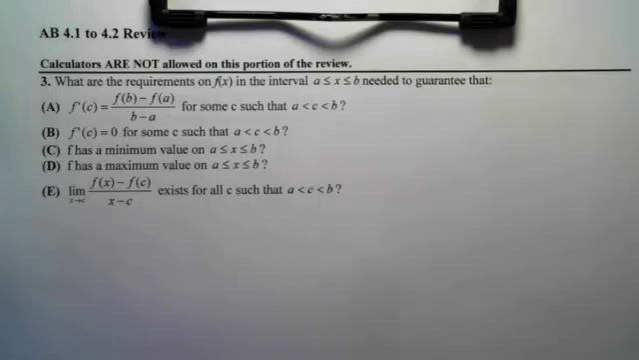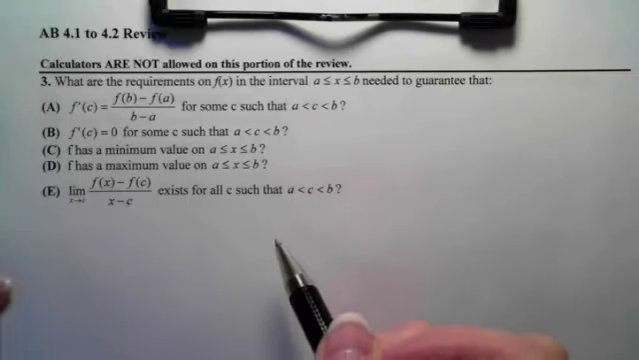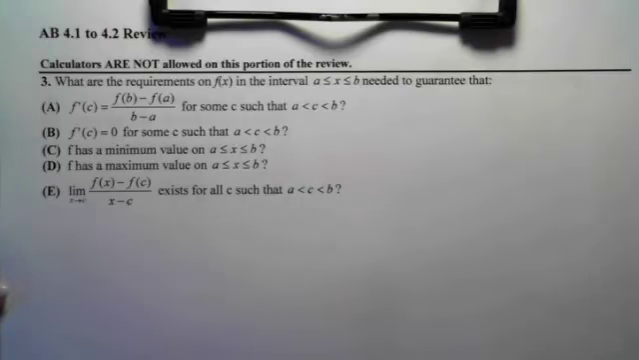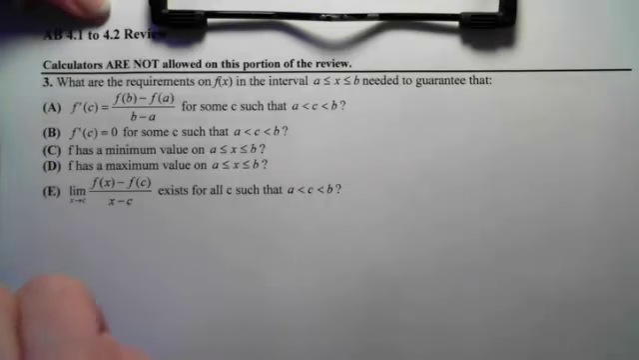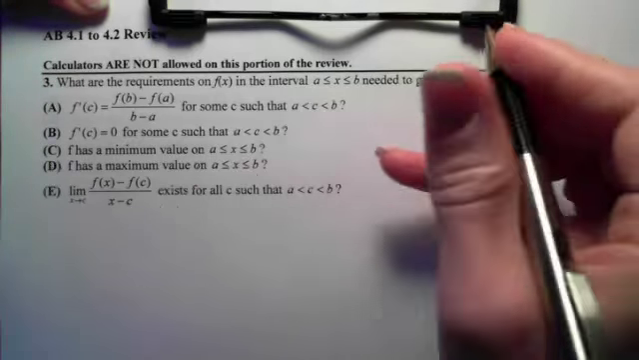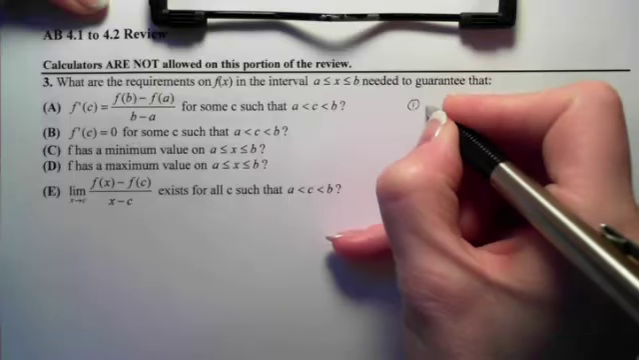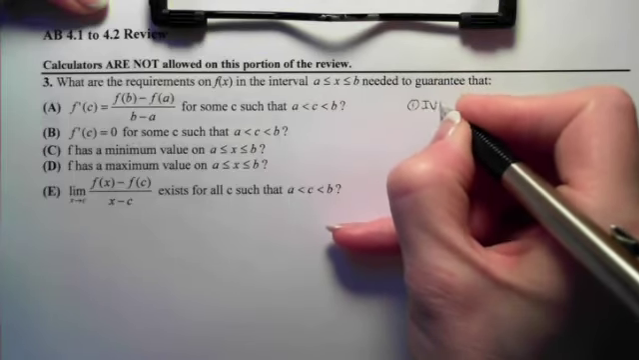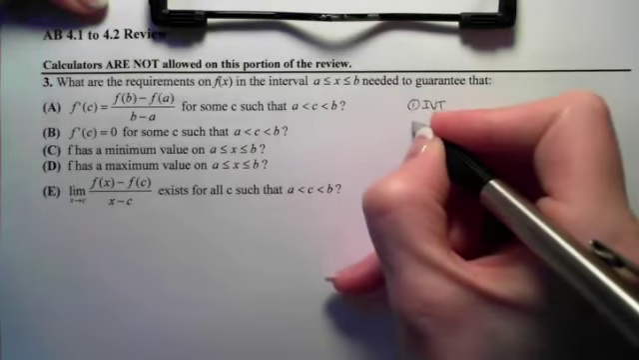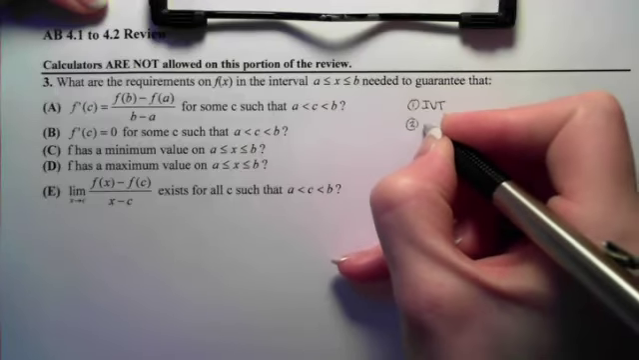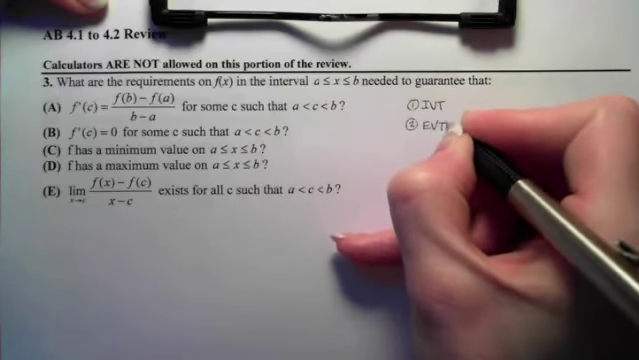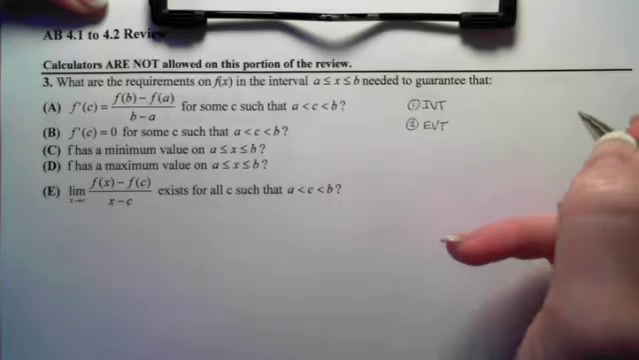Okay, this problem, 4.1 to 4.2 review, calculators are not allowed, number 3. This one is going to test whether or not you know your critical theorems that are supposed to be known inside and out. So by the time we get to 4.2, we know 4 of our theorems. We know our first one, which is the intermediate value theorem. That was from section 2.5. We learned our second one, which is our extreme value theorem. We learned that in section 4.1.